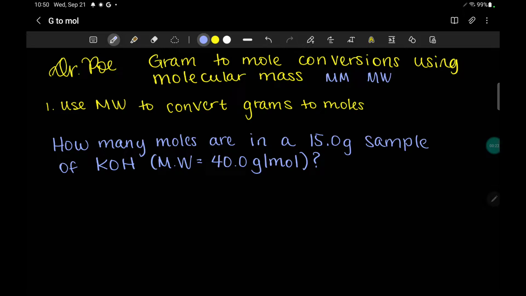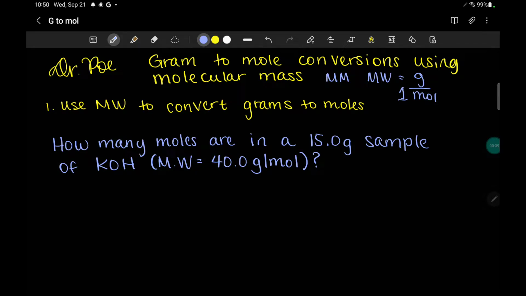weight. And that tells us that this is a two-part unit, and the units that these have are always grams per mole, and it's always per 1 mole. How much 1 mole weighs. Why make it hard? So we're going to use that molecular weight to convert grams to moles.